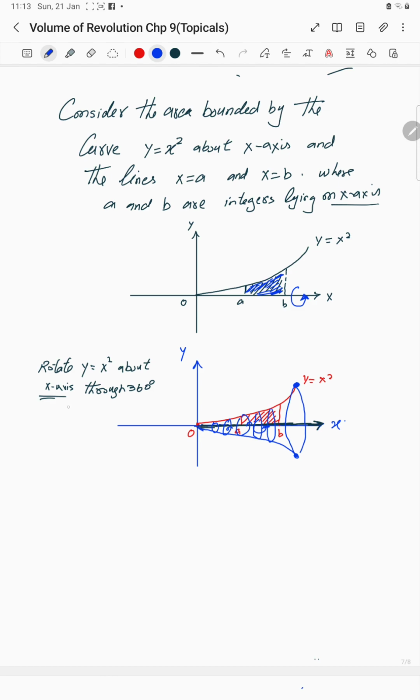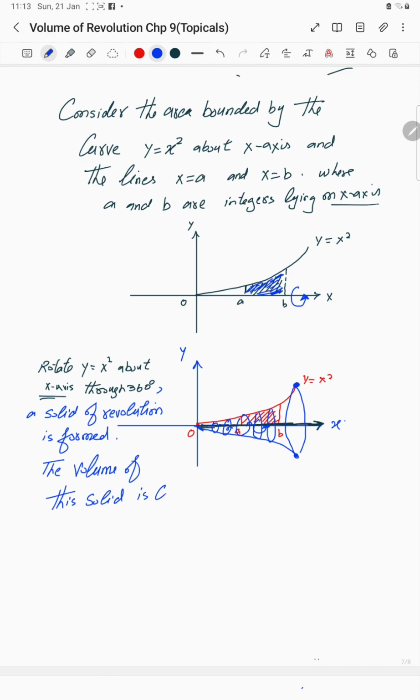Then a solid of revolution is formed, and if you want to find the volume of this solid, it is called the volume of revolution.